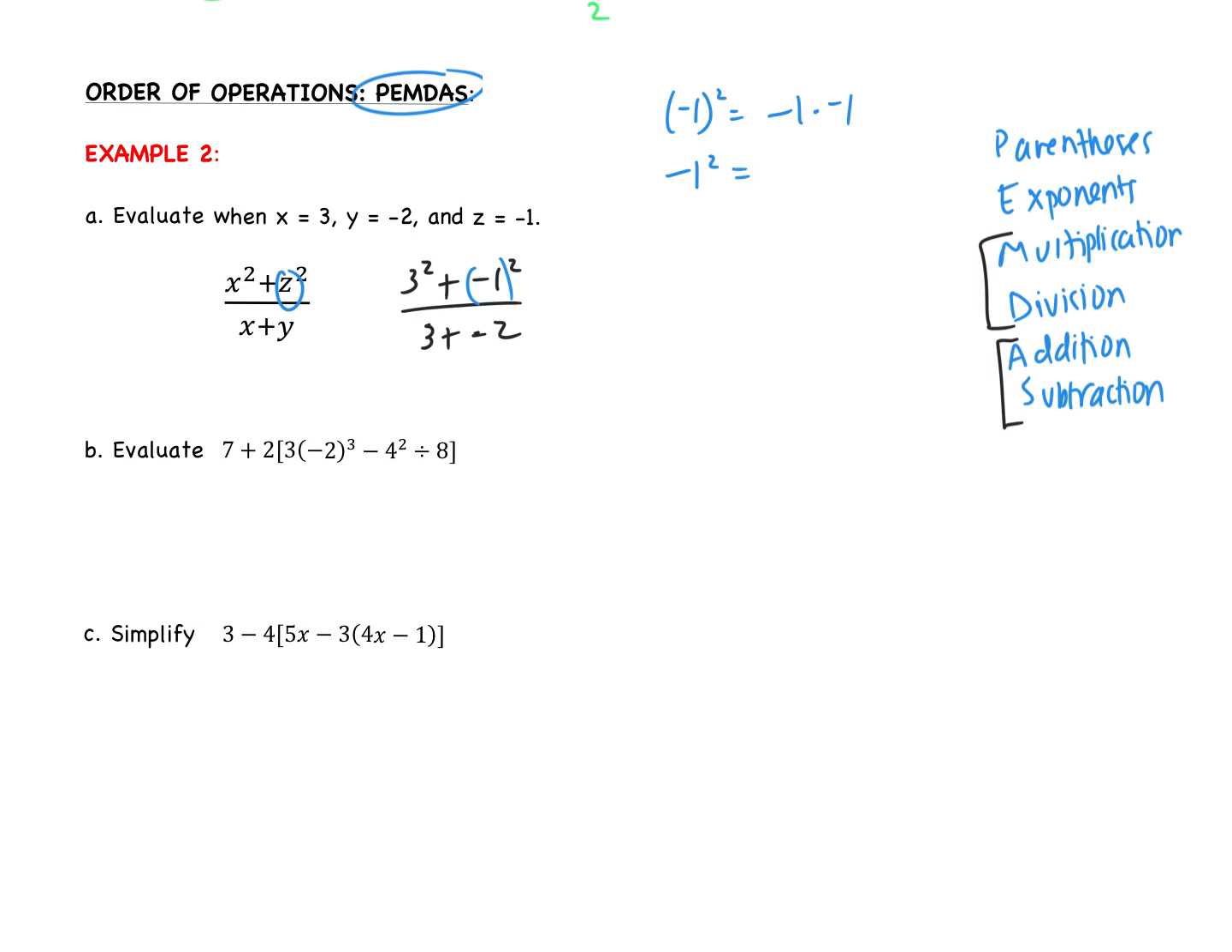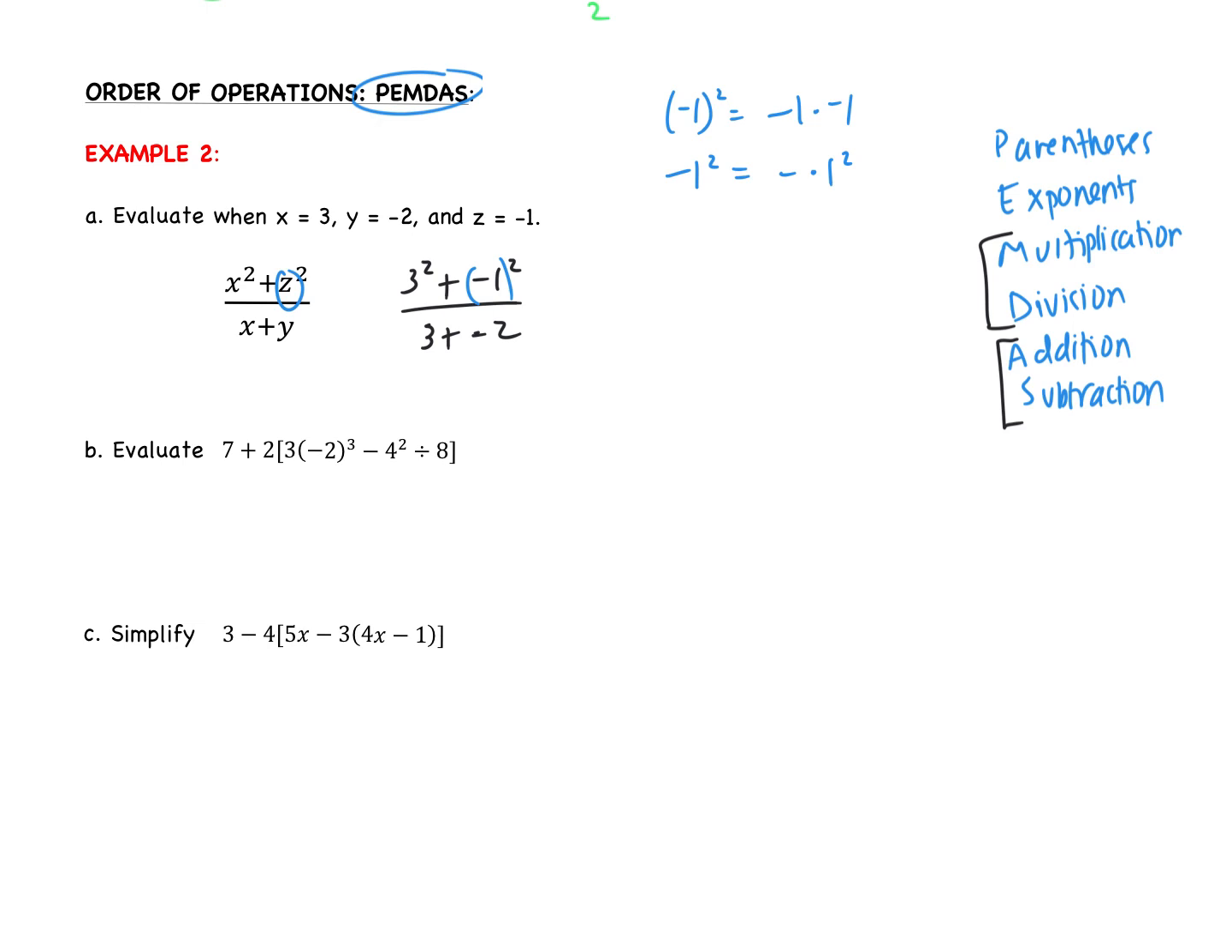-1 squared. Right. It's a negative times 1 squared. So you would do 1 squared, then you're going to multiply by a negative. So these two are different. A lot of times students will mess themselves up because they write it wrong. Not because they do it wrong, but they write it wrong.